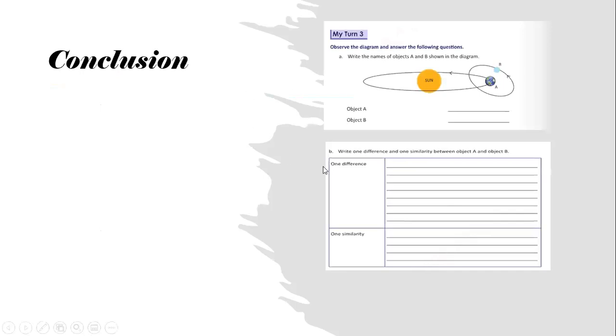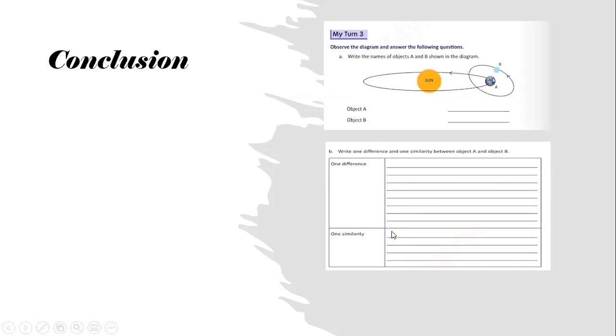So children, coming to the conclusion, today you have a home assignment where you have to observe the diagram and answer the following questions. This is object A. What is object A that you have to find out? That's Earth. And what is object B? Moon. So you have to identify and write one difference between object A and object B.